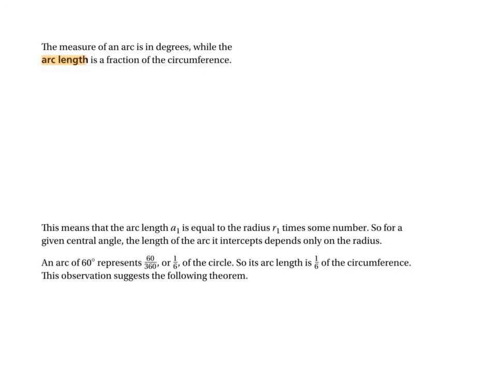Okay. I shortened this up. There's some other stuff written, but we're going to skip it. It's just a longer explanation that you don't need to hear. The measure of an arc is in degrees, while the arc length is a fraction of the circumference. So what we would do is, let's say we have a circle here, and here's the center. And we carve out this angle and we say, what is the measure of this if that angle is, let's say, 90 degrees?